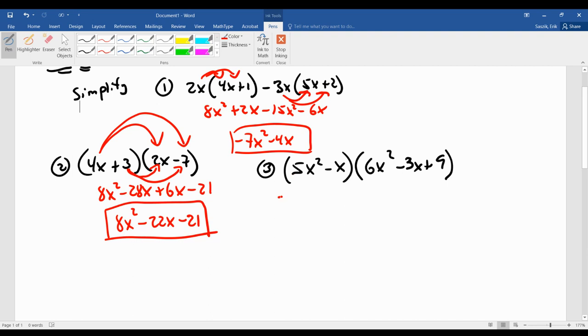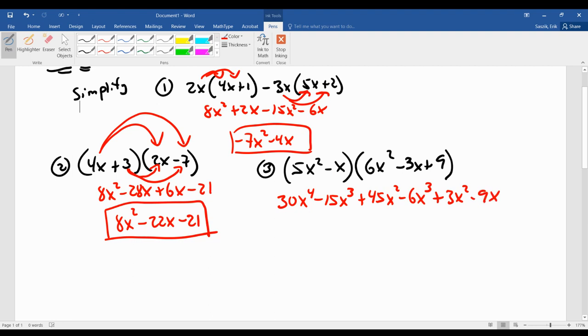So that's going to be 30x to the fourth, because you're adding those. Minus 15x to the third. And then plus 45x squared. Scooch over to this and multiply the negative x times all three of those. So we get negative 6x to the third plus 3x squared minus 9x.